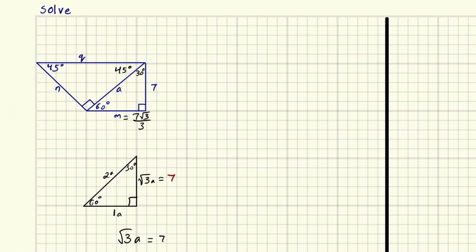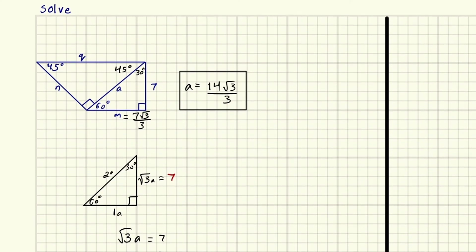So now that we know m, we can go ahead and figure out the hypotenuse. Now it's just 2 times whatever a is. So it's going to equal, and I'm going to write it over here, 2 times this. So that's going to be 14 rad 3 over 3. That's what it is. And so we've already solved one of the triangles.